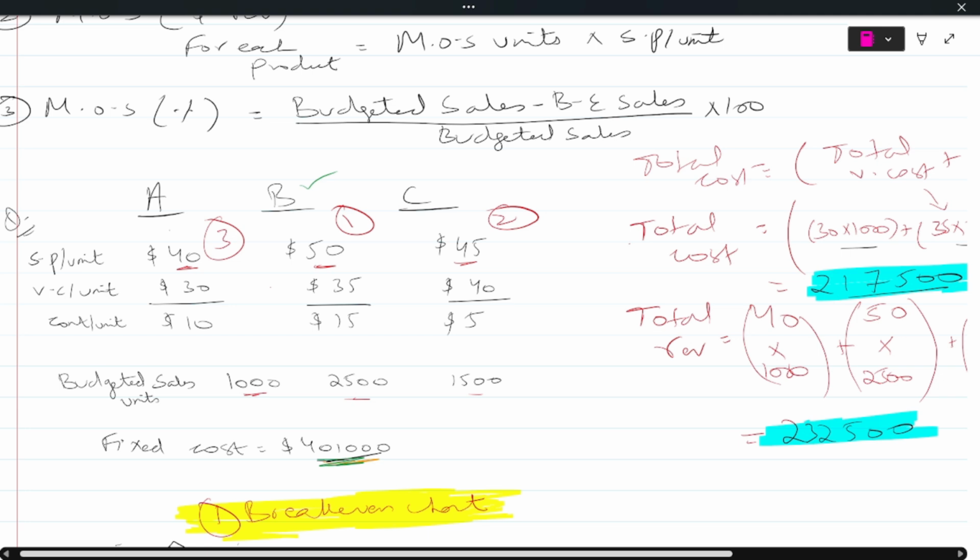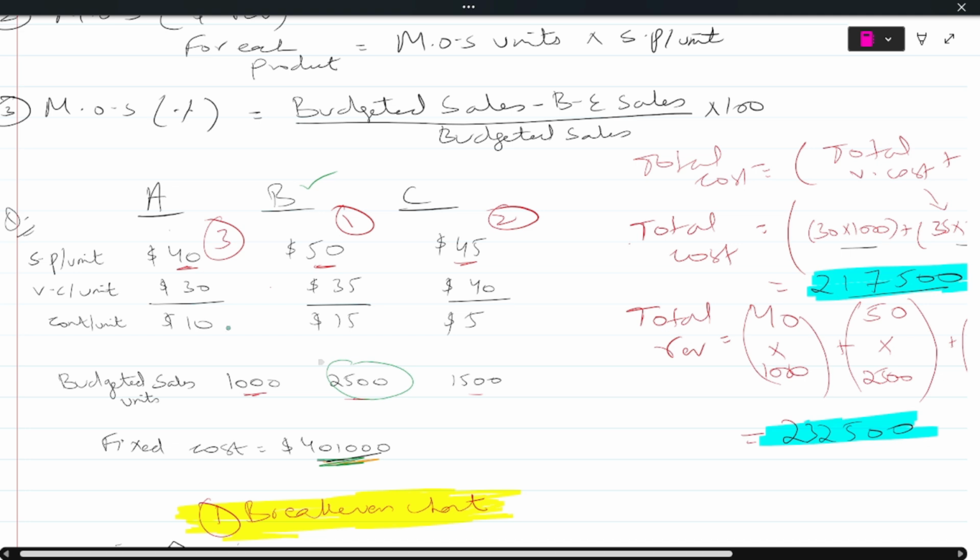How would I do that? Very simple. You know that contribution is $15, and this is per unit. I'm going to multiply it with the budgeted sales units. So $15 contribution times the budgeted sales units, which is 2,500. That gives you 37,500. And from this 37,500, which is your total contribution, you subtract the 40,000 fixed costs. So that means you're incurring a loss of 2,500, correct?